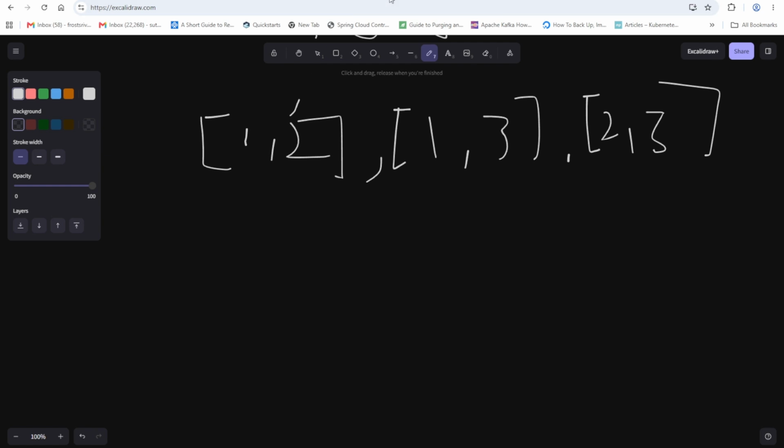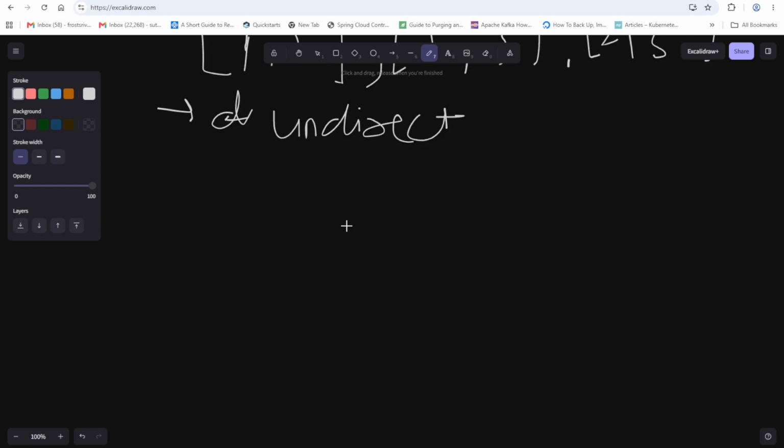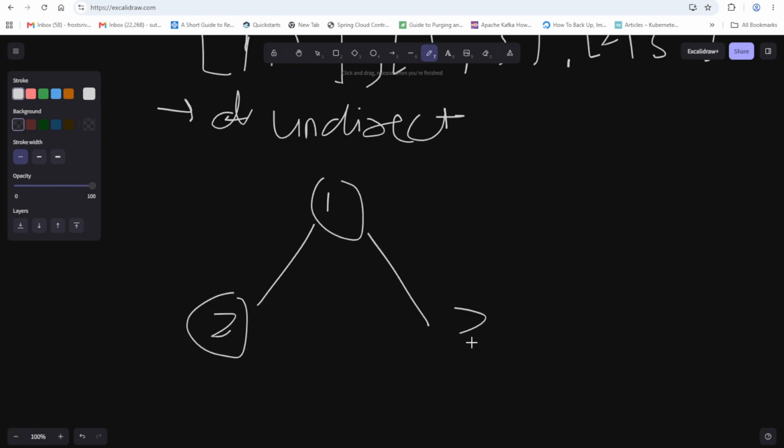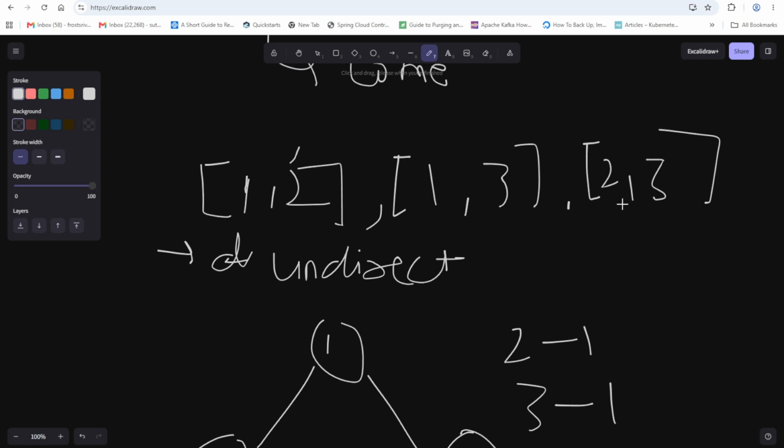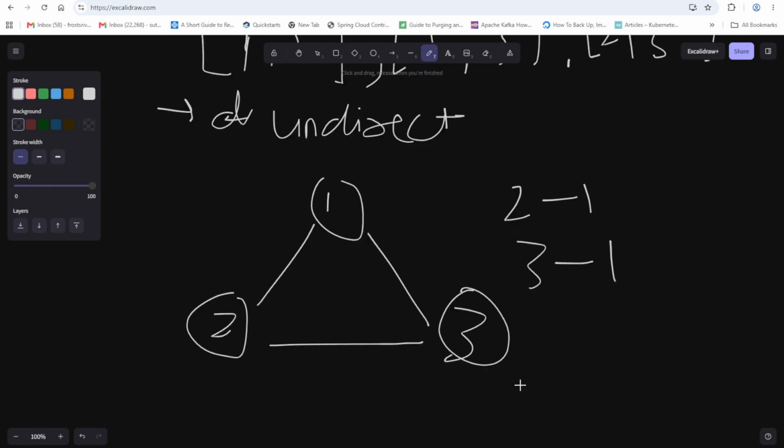In this question we are given a directed graph, but let's suppose for a moment this is an undirected graph. Now suppose we connect these edges. We connect 1 to 2 and we connect 1 to 3. So we can see the ultimate parent of 2 became 1 and the ultimate parent of 3 became 1. Now if we connect 2 to 3, we can see the cycle is there, right?